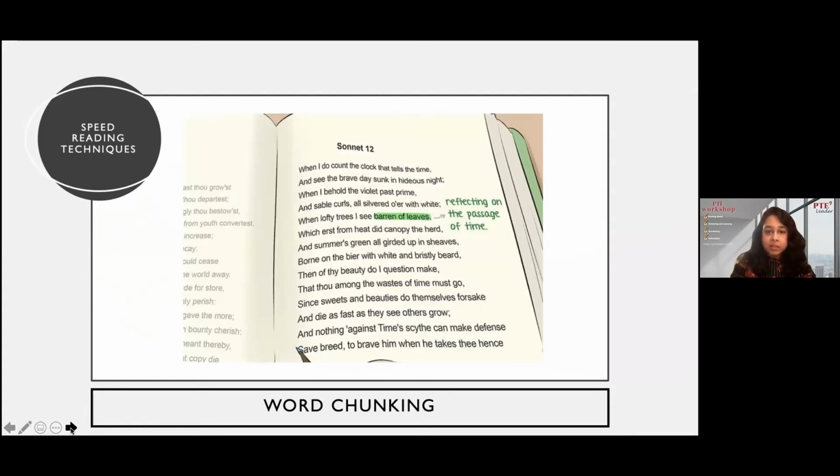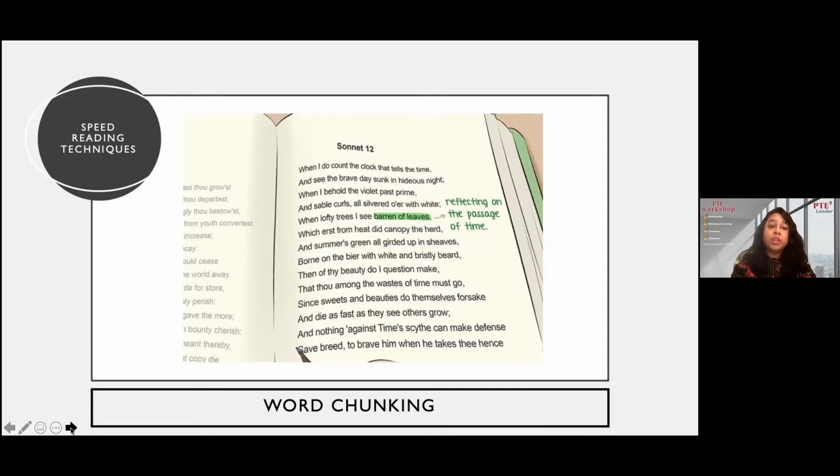For example, let's look at the first sentence of this image. Normally what people do is they read it like, "When I do count the clock that tells the time." It takes time. All right, it takes time. But if you do the word chunking skill and you're reading in your mind, read 3 or 4 words together. "When I do count the clock that tells the time." If you group the words and read like this, it is going to help you to save some time.